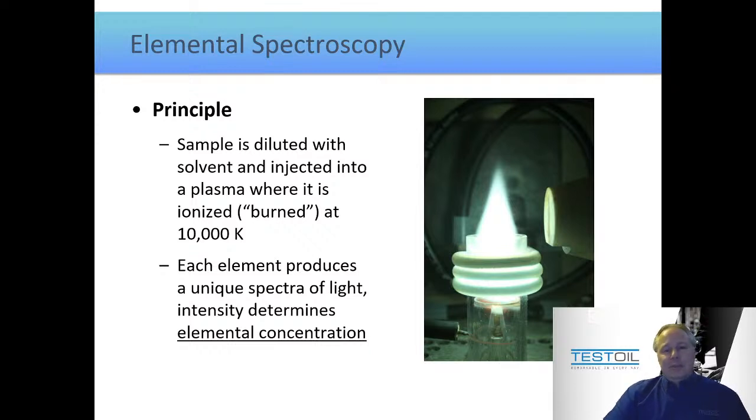When the sample reaches the plasma, some of the electrons in it are excited, or what we would say is ionized, and then those ionizations cause those electrons to move up a state, and when they return to the original lower state, they give off light. This light is what we measure, and this light is a unique spectrum, a unique color of light for every single element on the periodic table. Hence, that's why it's called elemental spectroscopy.